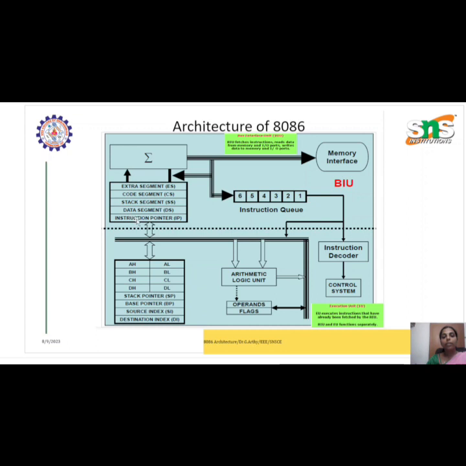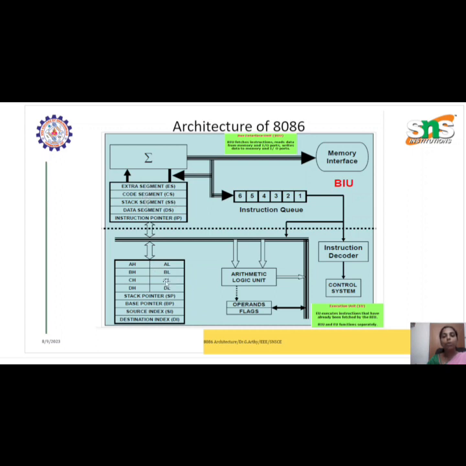The segment registers are used to store the data, or part of the segments is used for the instructions, or for the stack as well. So parts of memory are used for different purposes, and that is categorized based on these segment registers.